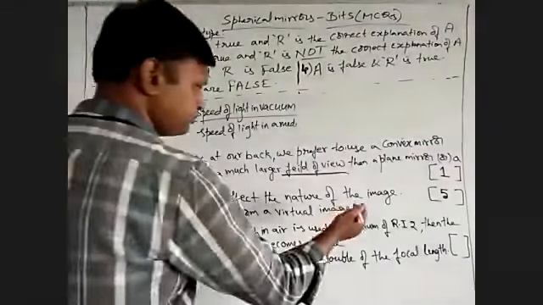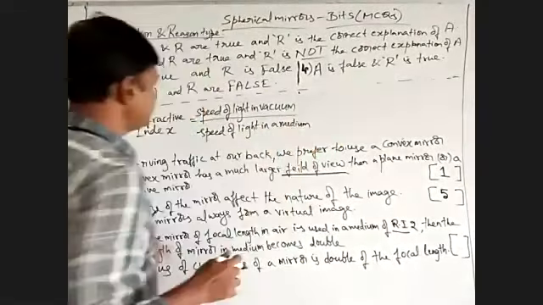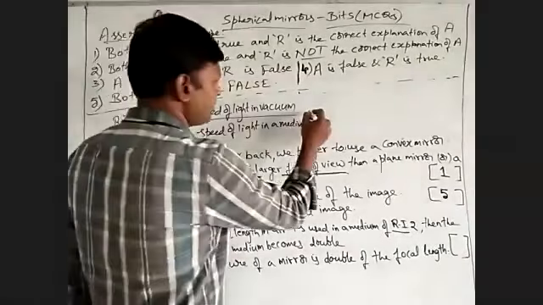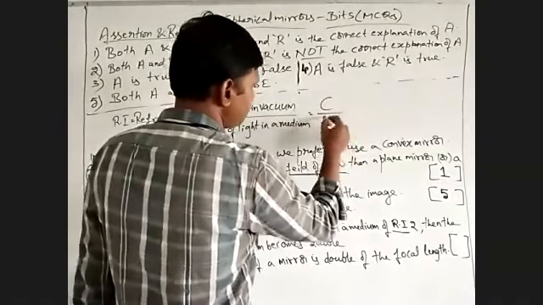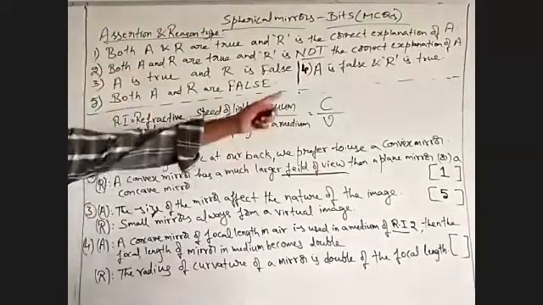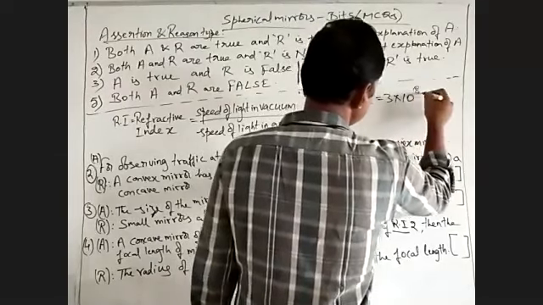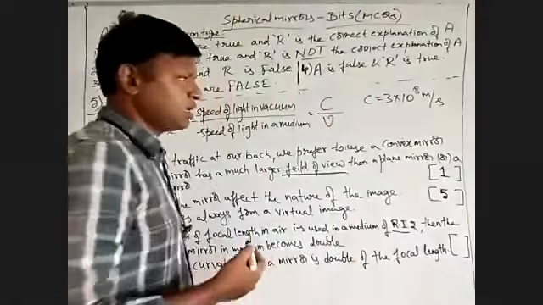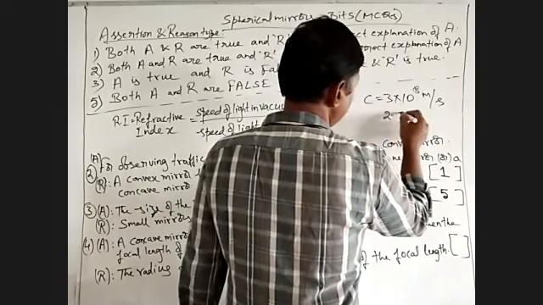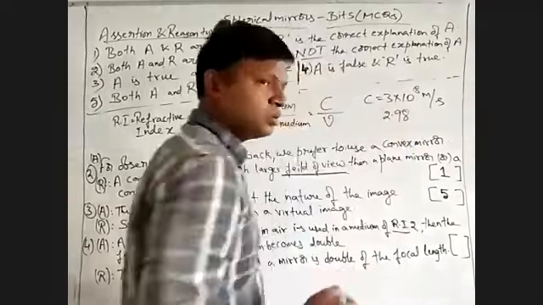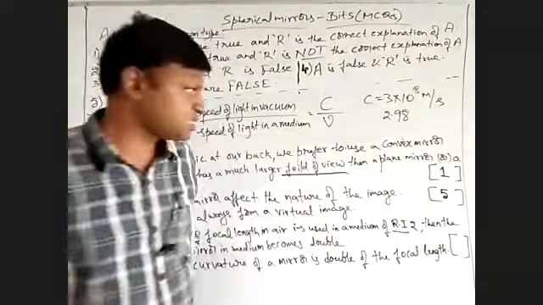This is another new word for you: refractive index. Refractive index is nothing but the ratio of the speed of light in vacuum to the speed of light in a medium. We denote the speed of light in vacuum as small c, so n equals c by v. The value of the speed of light in vacuum is 3 into 10 to the power 8, or 2.98 actually, which is approximated to 3.